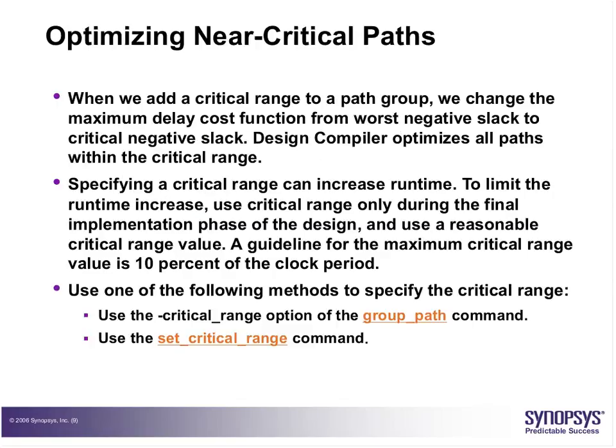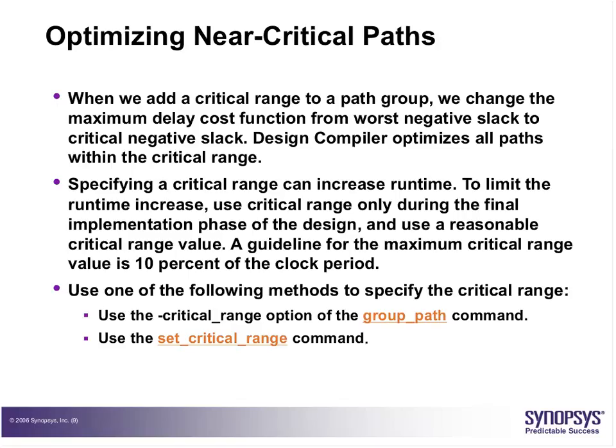Okay, now the other concept is optimizing near-critical paths. By default, in a particular path group, if DC finds that WNS is 0, it will stop the optimization process and proceed to area recovery. It will not do any delay optimization because it has already met the goal.